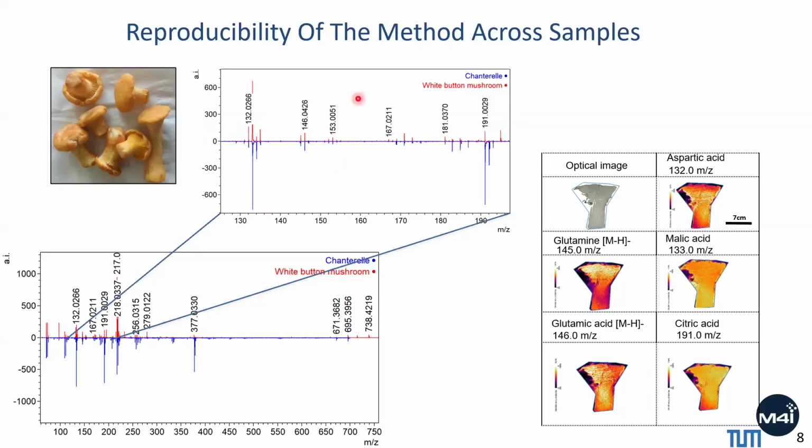The mass spectrum shows the similarity of the two mass spectra for chanterelle and white button mushrooms. And here are the images showing some of the similar compounds that you saw in the white button mushrooms.